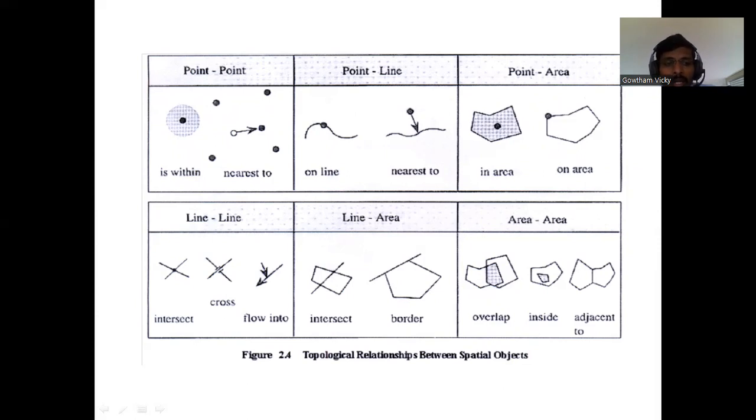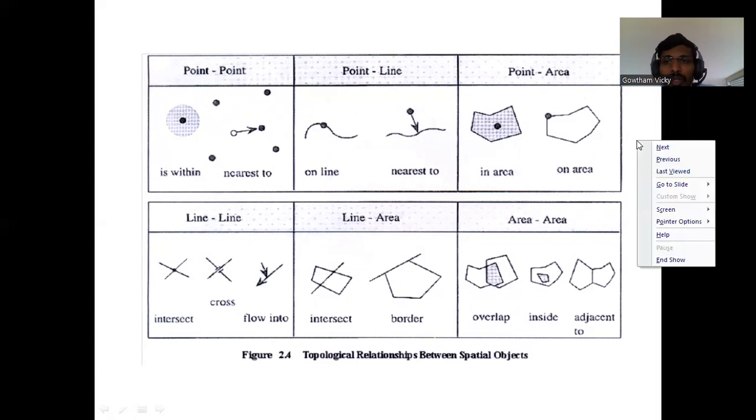Then line to line and area is intersections, and then cross sections and flow sections into the intersect border. And it can be the overlap, inside, adjacent, and so on. So these are the topological relationships between the spatial objects.